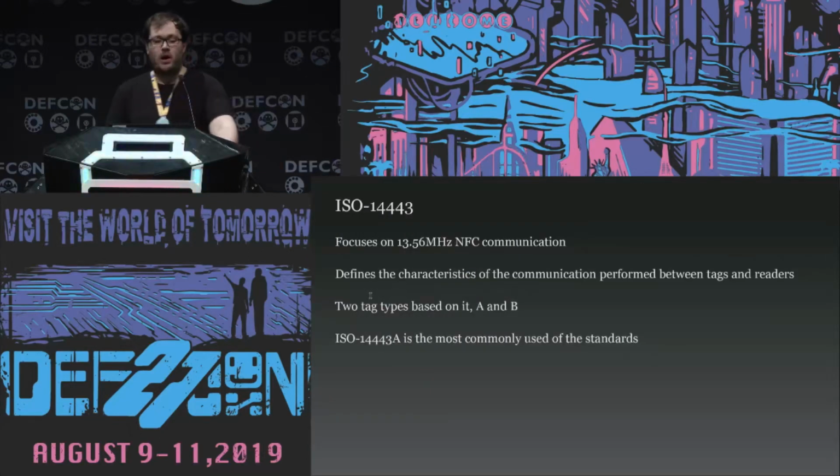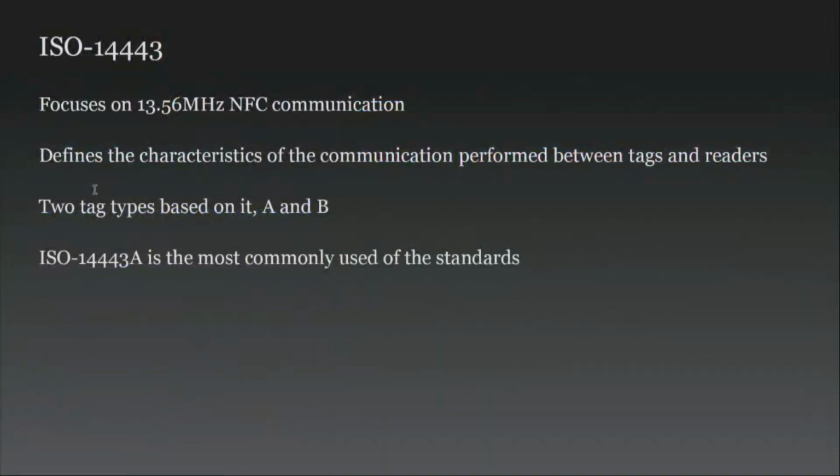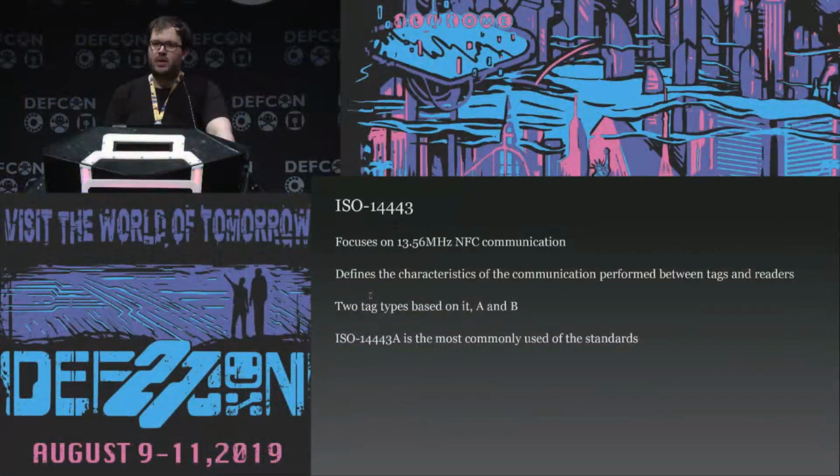So first we're going to talk about some ISO numbers. We're going to talk about ISO 14443, which focuses on 13.56 megahertz NFC communication. It defines the characteristics of the communication, basically how it works, how the protocol works, and it's split into two sections, A and B, which are used for different purposes and have different protocols on both a higher and lower level. The most common of these is ISO 14443A, which is mainly used for Mifare Classic, Mifare Ultralight, and other Mifare systems.